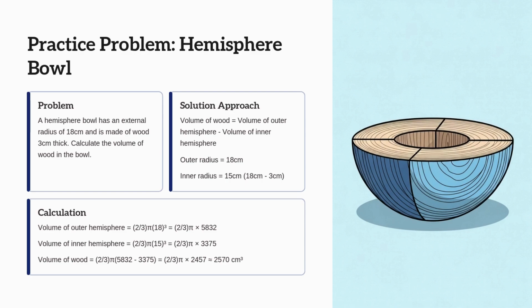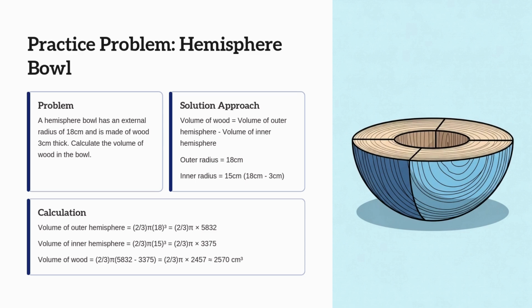Step 4. Volume of the inner hemisphere. For the inner hemisphere, volume equals 2/3 multiplied by pi multiplied by 15 cubed. 15 cubed equals 3,375. So the volume of the inner hemisphere equals 2/3 multiplied by pi multiplied by 3,375.